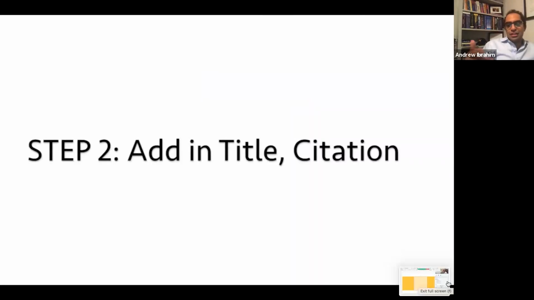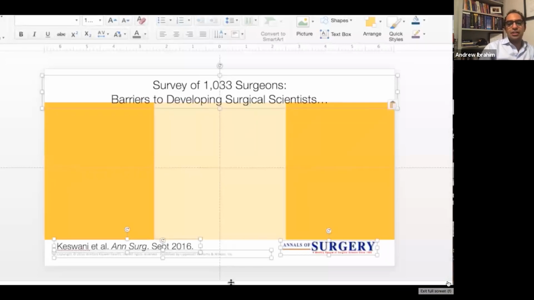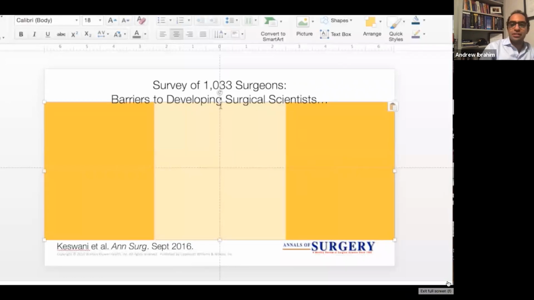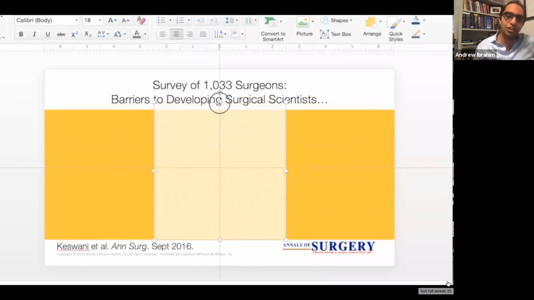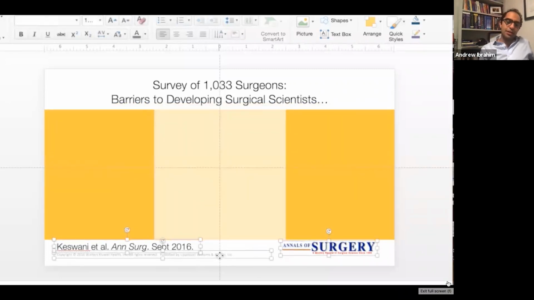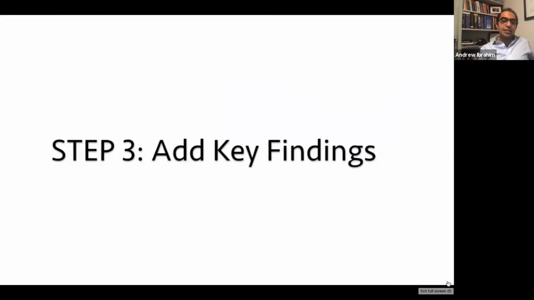The next thing I do, as I told you before, is as simple as just adding in the title and citation. I add the key stuff that I know needs to be there. Then you're going to tweak the size a little bit, like, all right, the title took a little more space, I've got to line up my boxes now. And then, my little OCD of making things evenly spaced. And then adding the key findings.